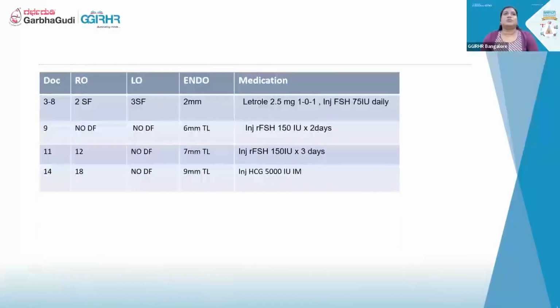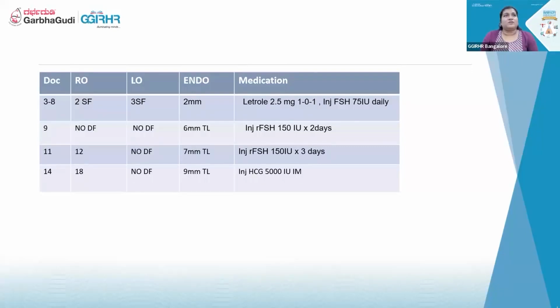So this is how the stimulation of the patient went on. On day 3, we saw that she had an AFC of 5 with a 2 millimeter endometrium. We started letrozole and also injection FSH 50 international units daily. We started with a higher dose daily because in the previous case the patient had documented clomiphene citrate resistance. She had not ovulated with clomiphene citrate previously. And since this patient has reduced ovarian reserve, we started with a daily FSH dose of 75 international units.